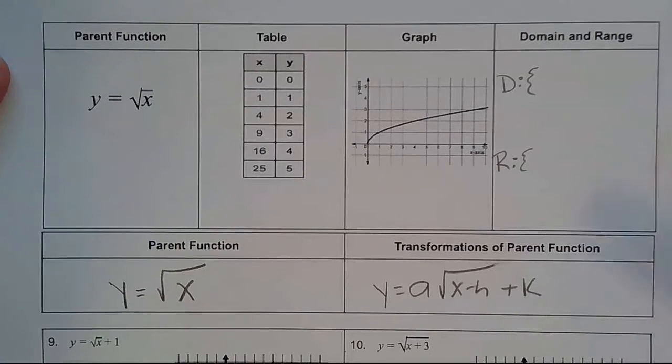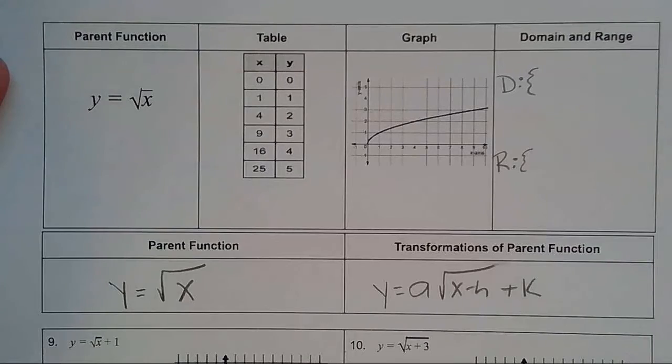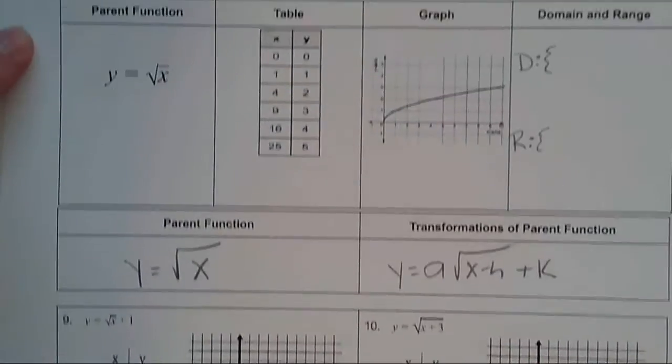Okay, this last thing is just transformations of the square root function, which is exactly the same as anything else we've done. So not a very hard concept. I will do 2 examples and that will be it.